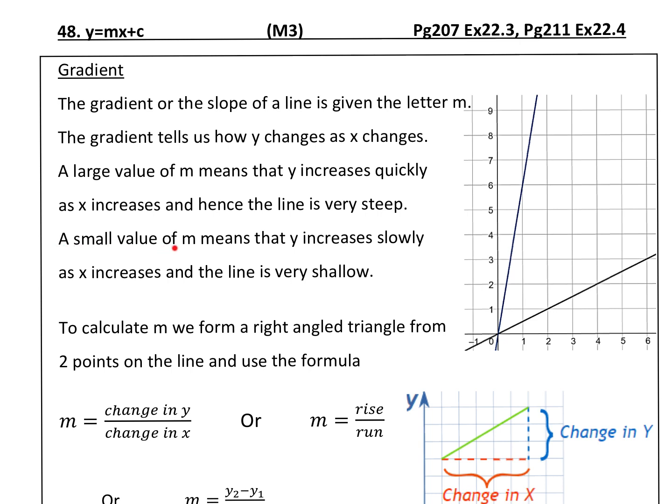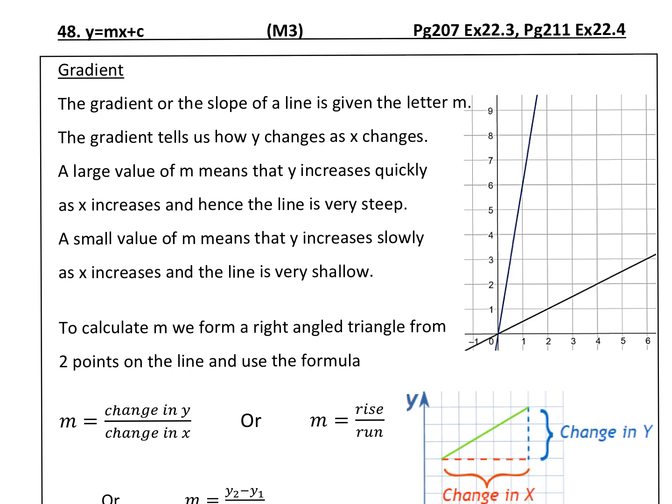A small value of m, or a small gradient, means that y increases slowly as x increases, and the line is very shallow. So here we have a shallow line. If we go 1 across now, instead of going up 6, we're only going up half. As the x increases by 1, the y only increases by a half. So because the y is increasing slowly as x increases, the line is shallow, the gradient is small.